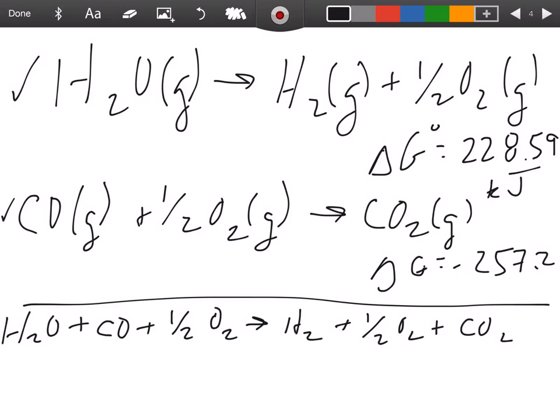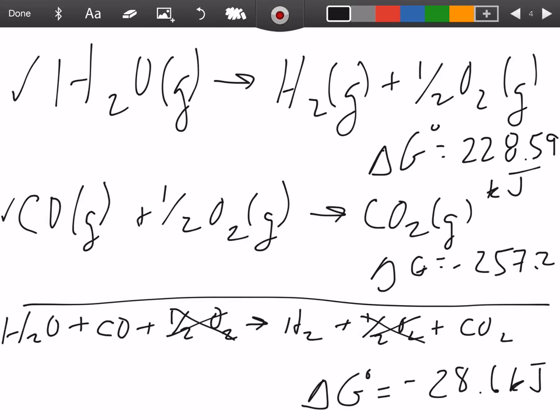And you'll recognize that the half O2s cancel out. I've got some in the reactants and the products. So my overall reaction here is water plus CO gives me H2 plus CO2. And if I add reactions, remember Hess's law says that I can add their delta H's or delta G's. And if I add the delta G's, I get a value of minus 28.6 kilojoules. So now I have a spontaneous reaction. So, yay, I can now get hydrogen gas in this particular scenario.